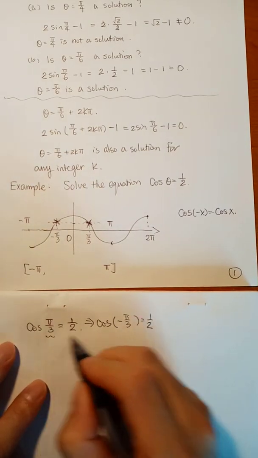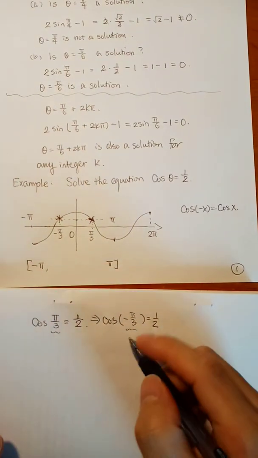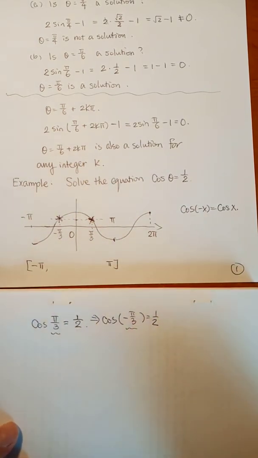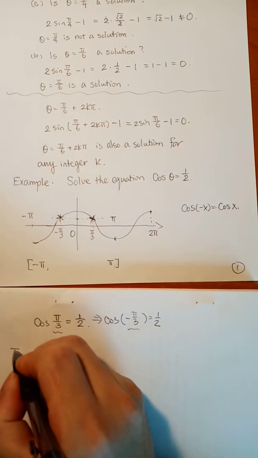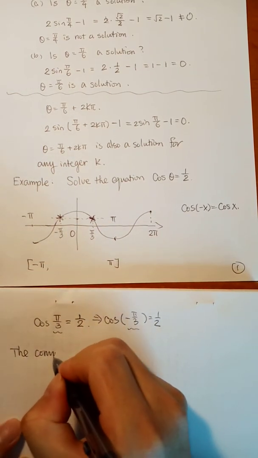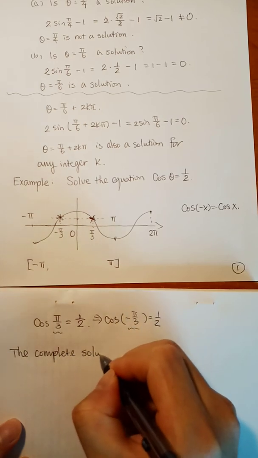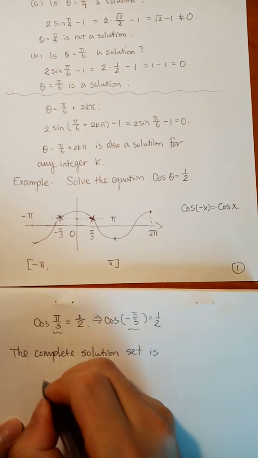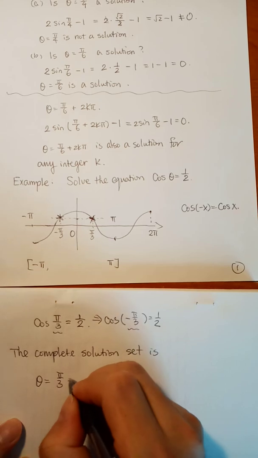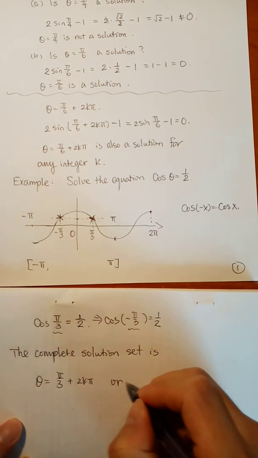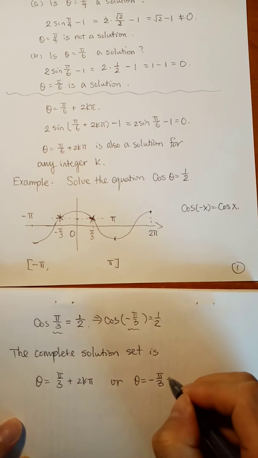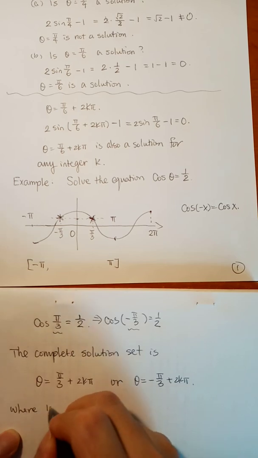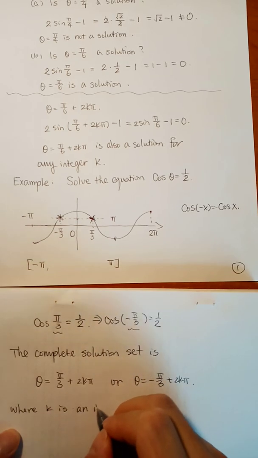Once you find these two solutions, you add to them 2k pi, the integer multiples of 2 pi. So the complete solution set is: theta is pi over 3 plus 2k pi, or theta is negative pi over 3 plus 2k pi, where k is an integer.